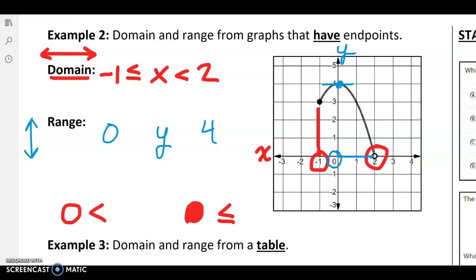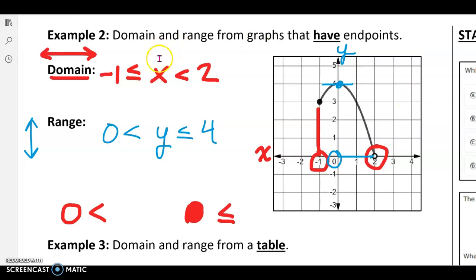Now at 0, we have an open dot. So it is just less than. Okay, you can see it right here. But the highest we go is 4, and it's a solid dot. There is actually a point there. That's the vertex, right? So it gets a less than or equal to symbol.